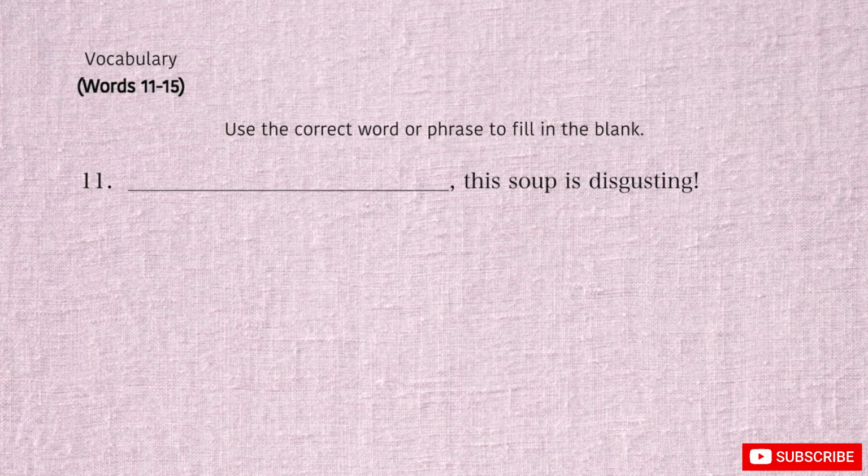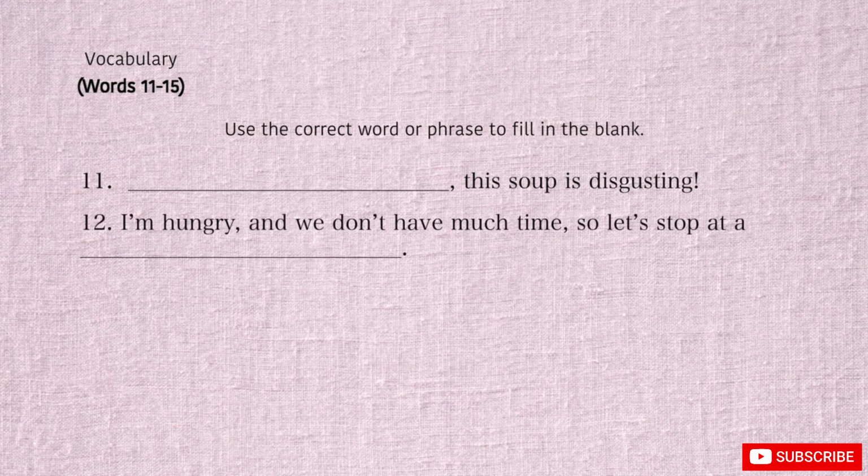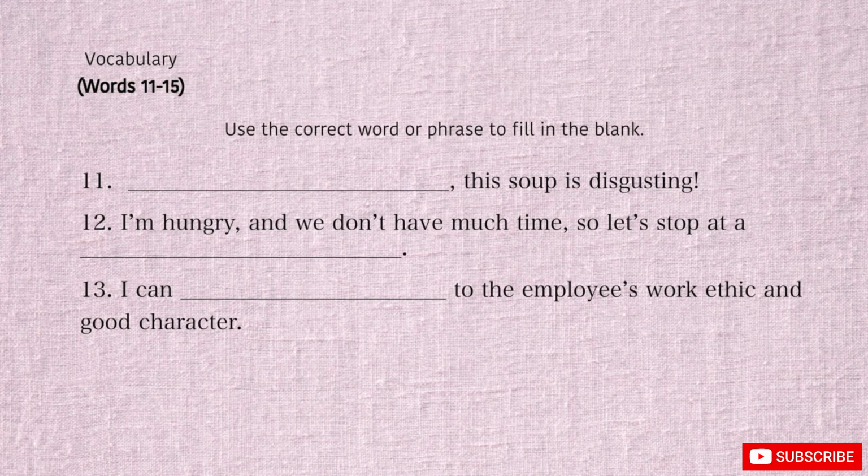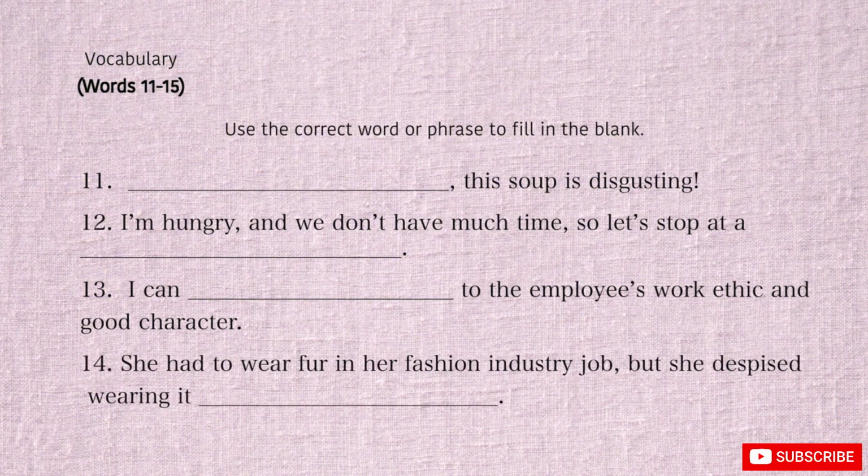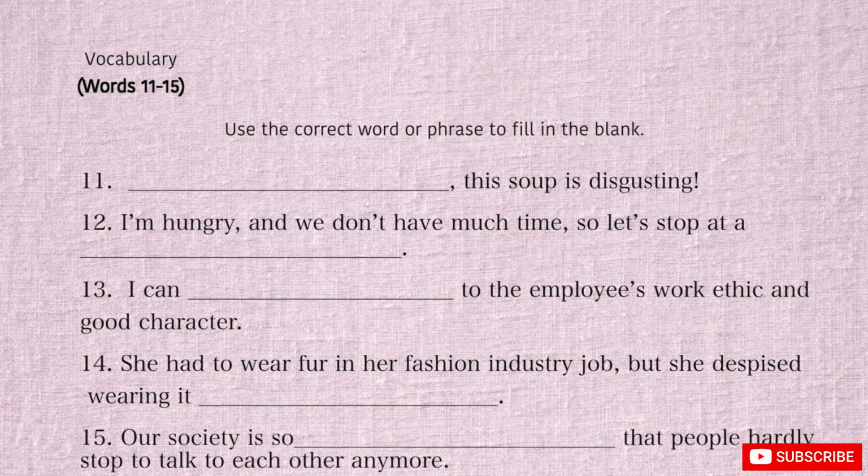Using the vocabulary words numbers 11 through 15, use the correct word or phrase to fill in the blank. Number 11. This soup is disgusting. Number 12. I'm hungry and we don't have much time, so let's stop at a. Number 13. I can to the employee's work ethic and good character. Number 14. She had to wear fur in her fashion industry job, but she despised wearing it. Number 15. Our society is so that people hardly stop to talk to each other anymore.